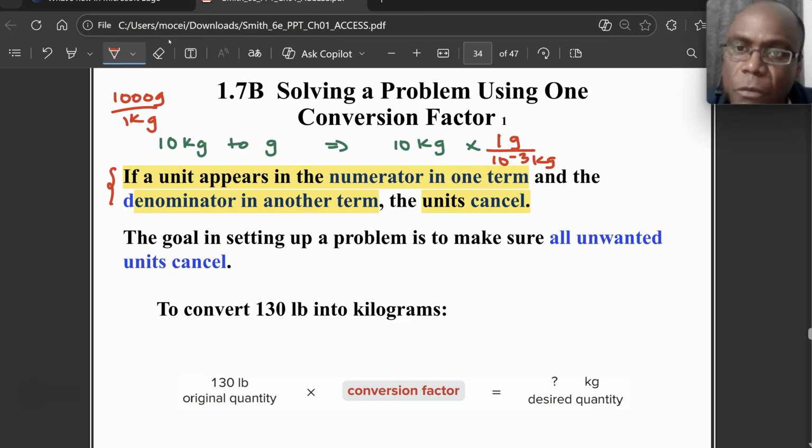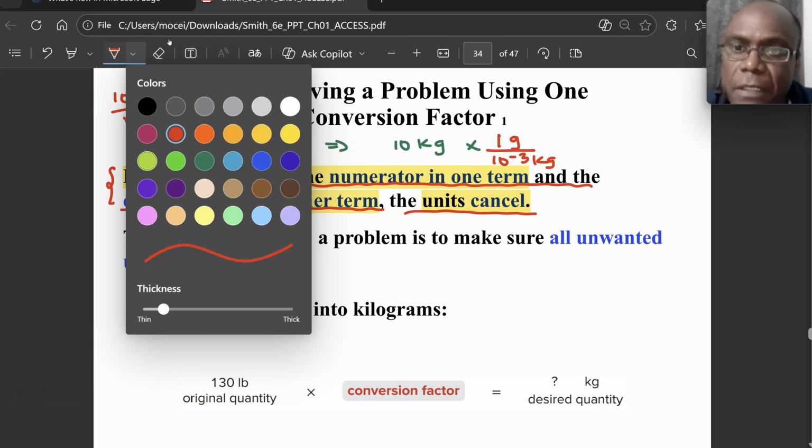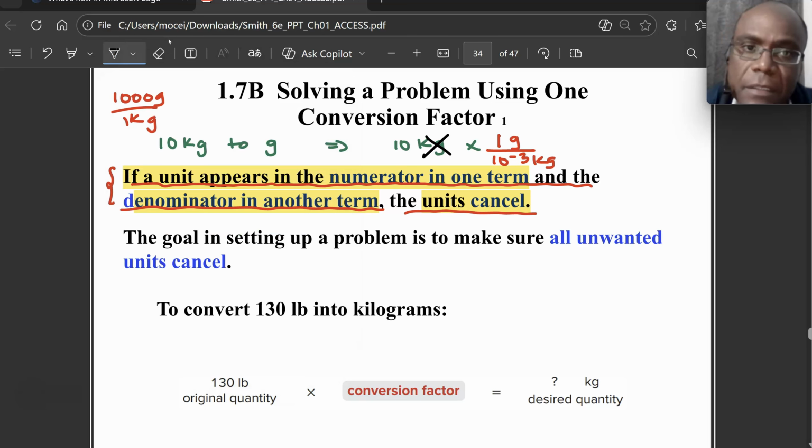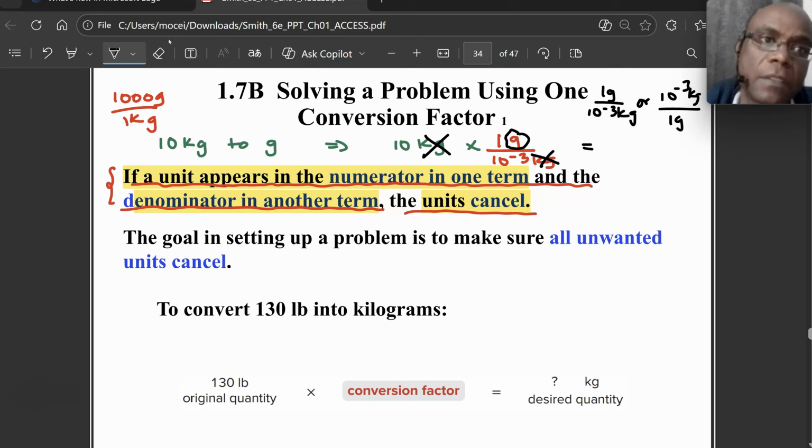Now, going back to this point, if a unit appears in the numerator in one term and the denominator in the other term, the unit cancels. So the unit we are going to cancel here is the kg as the numerator and the kg as the denominator. So we are left with the gram, which is why I was telling you to be careful what you use as the conversion factor fraction. Do you want to use this, or do you want to have the kg on top? The best version to use is this, because we are going to the gram.